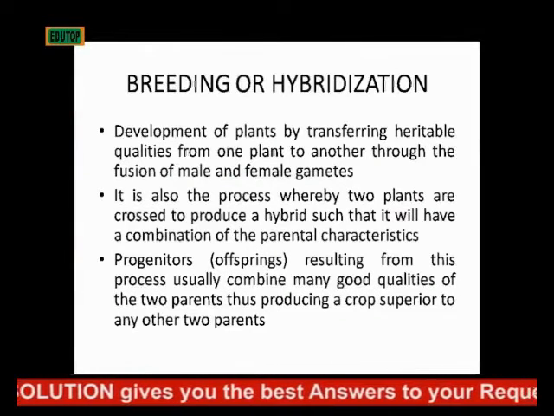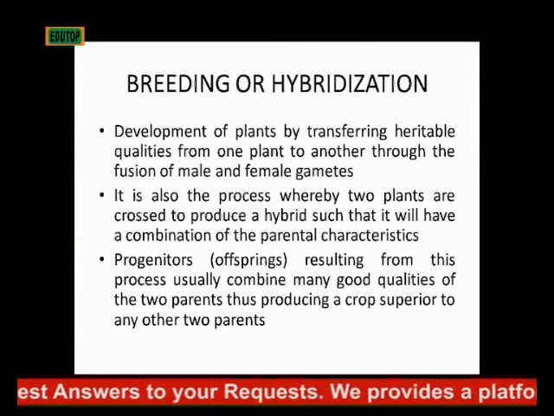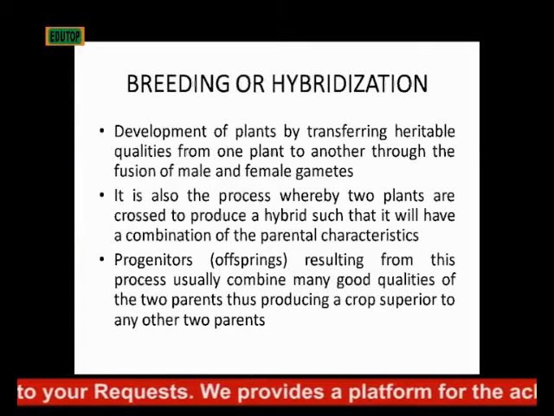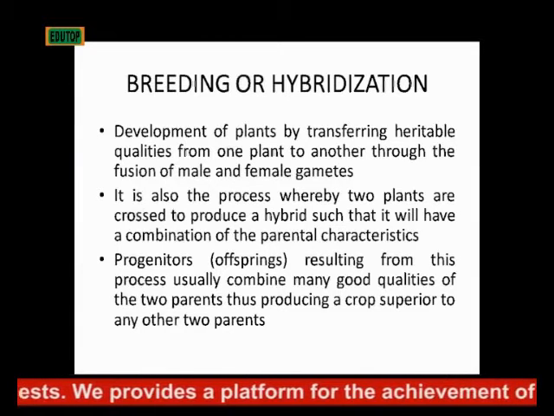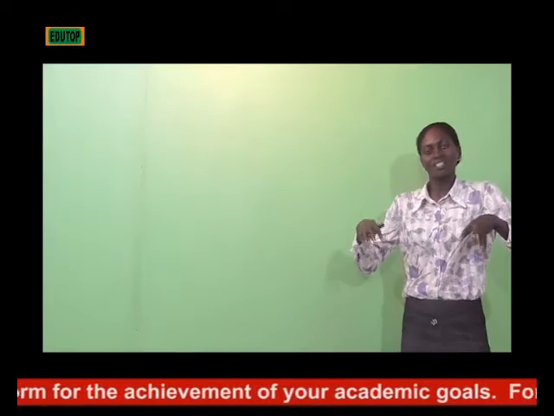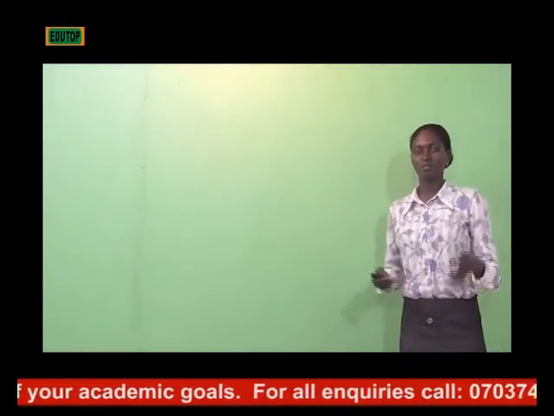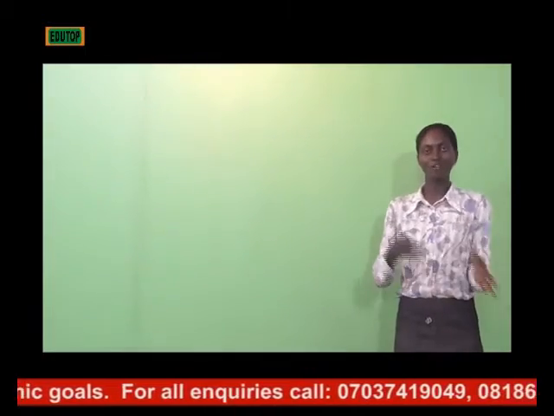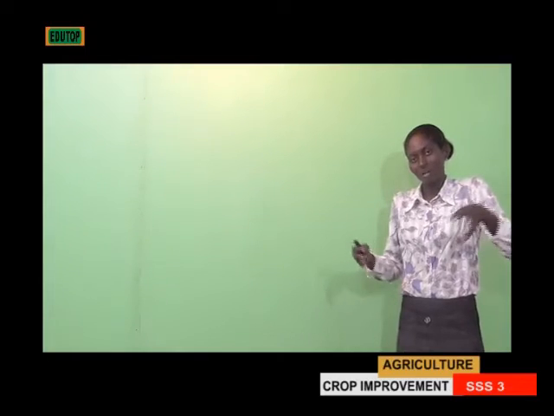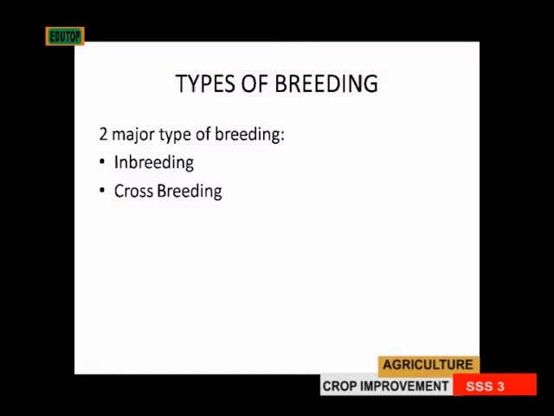Then the progenies or the offspring that result from the process of hybridization usually combine many good qualities of the two parents, thus producing a crop that is superior to either of the parents. By the time the offspring is carrying characteristics from both parents, it is better than either of them. That's just the meaning. The offspring that you now have is better than either of the two, even though they were wonderful, they were good. That was why you were crossing them. But the offspring that you now have as a result of their fusion is better than each of the parents, so it's an improvement.